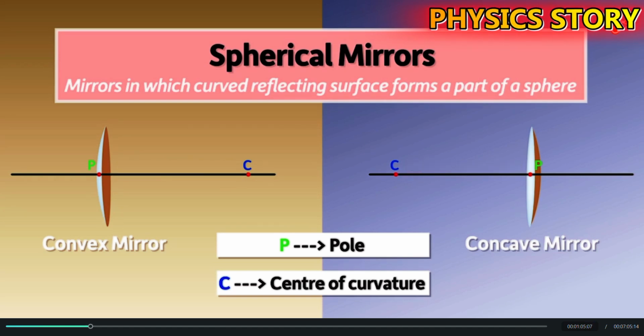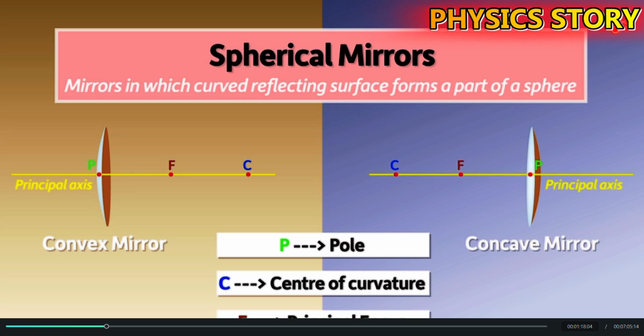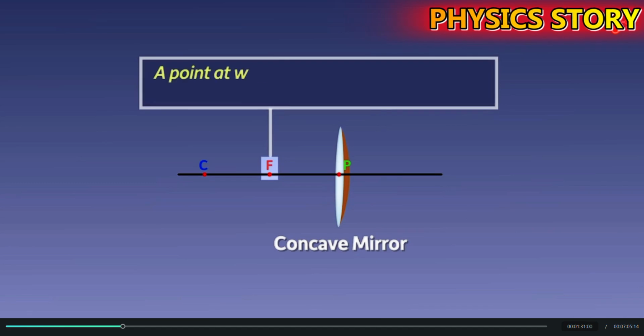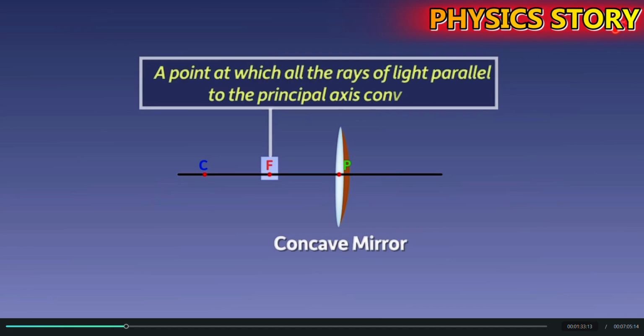Okay, I also told you that the midpoint of CP is called the focal point of the respective mirror. The other name for it is principal focus. It's called so because it lies on the principal axis. Let's just remove the convex mirror for a while and concentrate on the concave mirror for now. Now, this focal point of a concave mirror is a little more than just a midpoint. It's also a point where all the rays of light parallel to each other as well as to the principal axis converge after reflection. Let's try to understand this statement in detail.